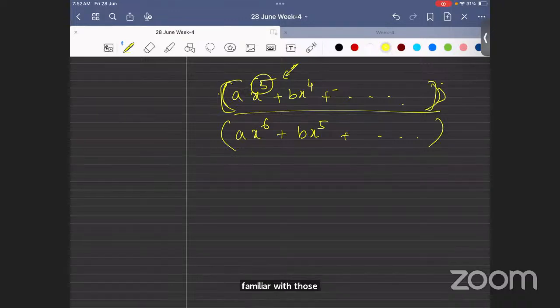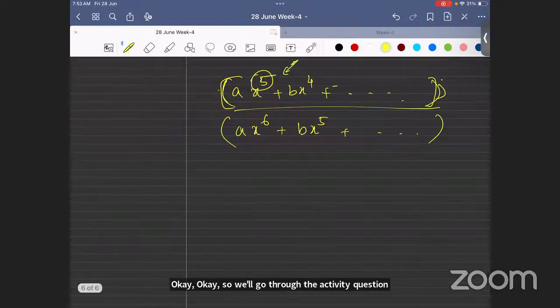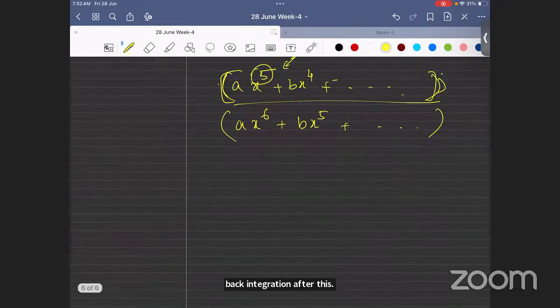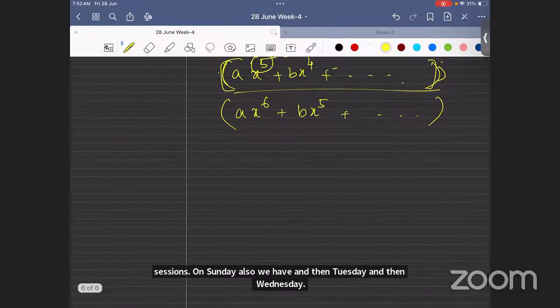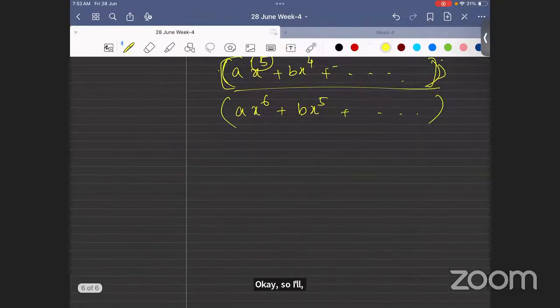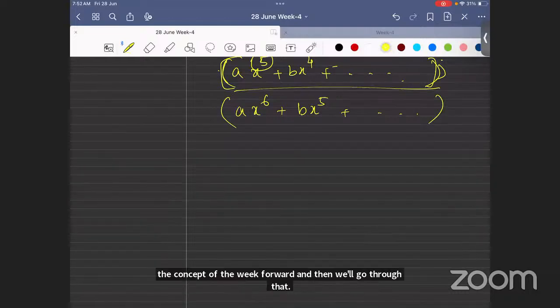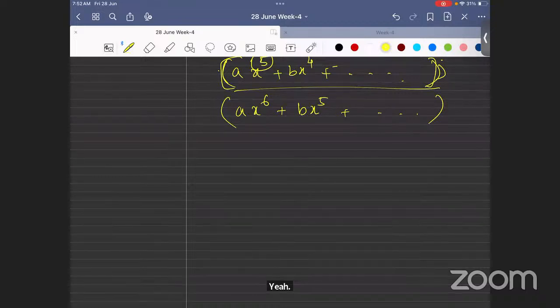Okay, so we'll go through the activity question after this. We'll just finish it off, even though we have some more sessions also. Sunday also you have, and then Tuesday and then Wednesday. Our first focus is to finish all the concepts of the week forward, and then we'll go through the activity question. Just 1 minute, I'll just take water.